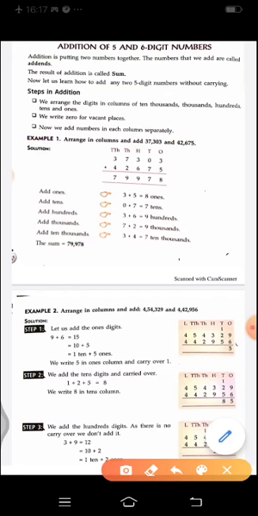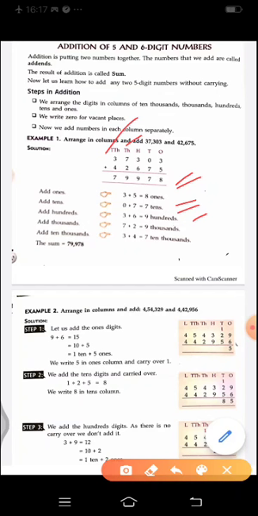Okay, so if we add 3 plus 5, then it comes 8 ones. When we add 0 and 7, we find 7 tens. 3 plus 6, 900. 7 plus 2, 9,000. 3 plus 4, 7, 10,000. Okay students, understood? So that is very easy for you.